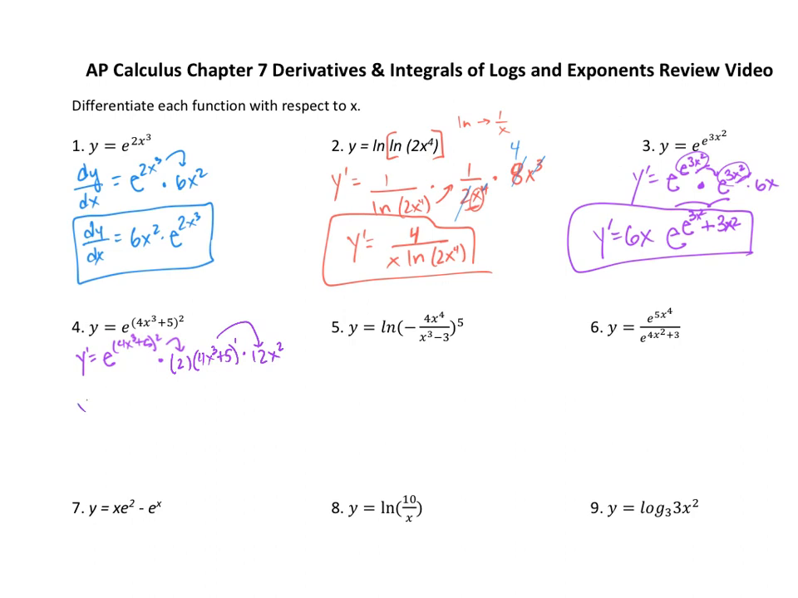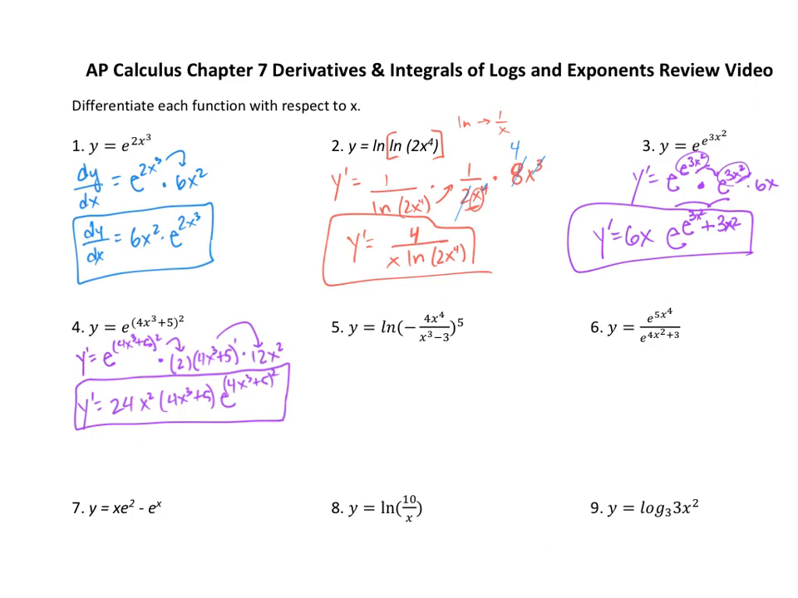And now it's just a matter of cleaning this up, and we're going to say that this is 24x squared times the 4x cubed plus 5 times the e to the 4x cubed plus 5, that quantity squared. All right, moving on to number 5.